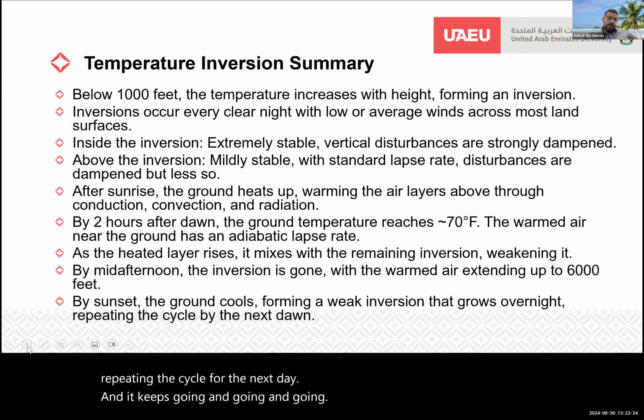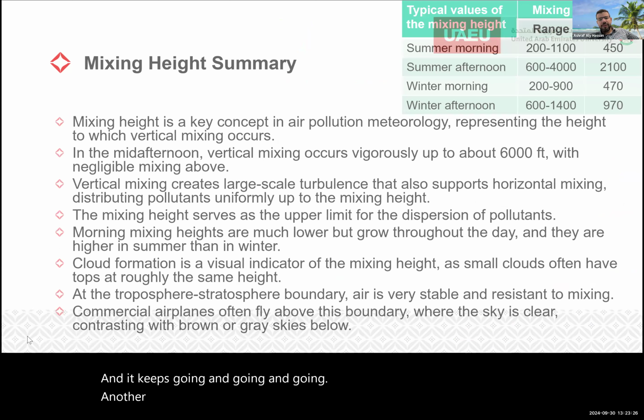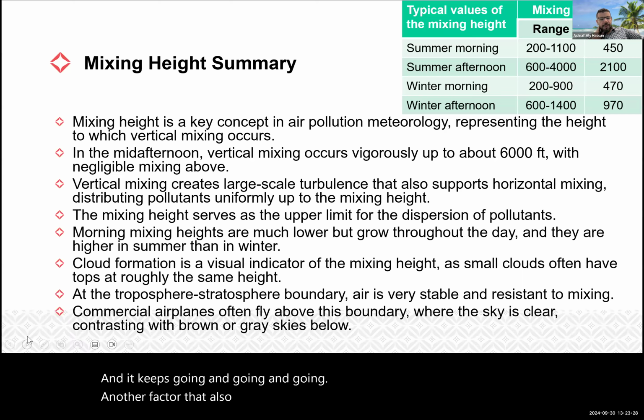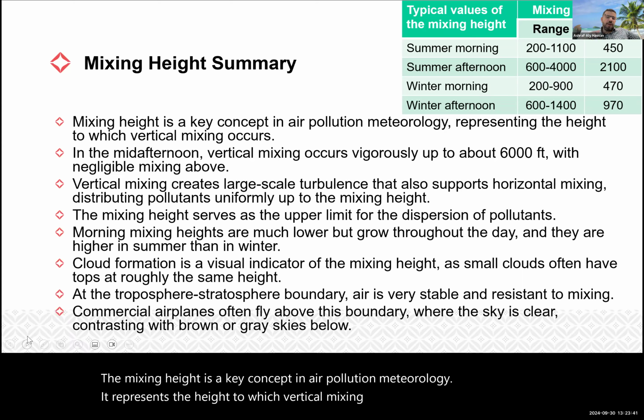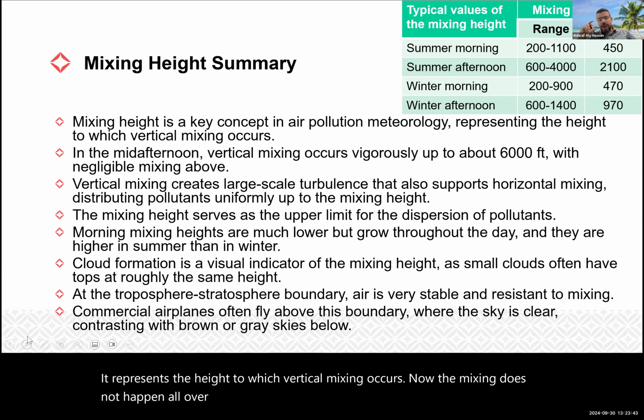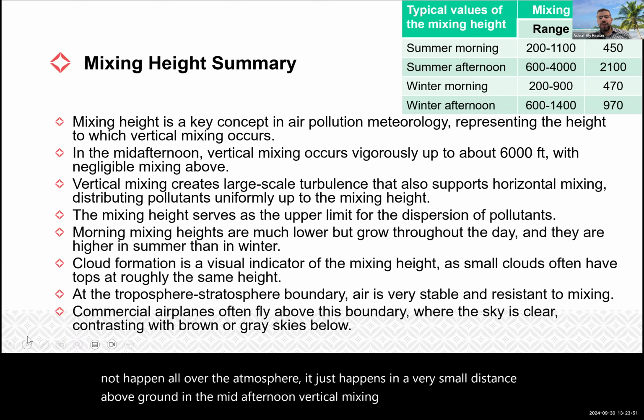Another factor that also affects temperatures is the mixing height. The mixing height is a key concept in air pollution meteorology. It represents the height to which vertical mixing occurs. Now, the mixing does not happen all over the atmosphere. It just happens in a very small distance above ground. In the mid-afternoon, vertical mixing occurs vigorously up to 6,000 feet with negligible mixing above.